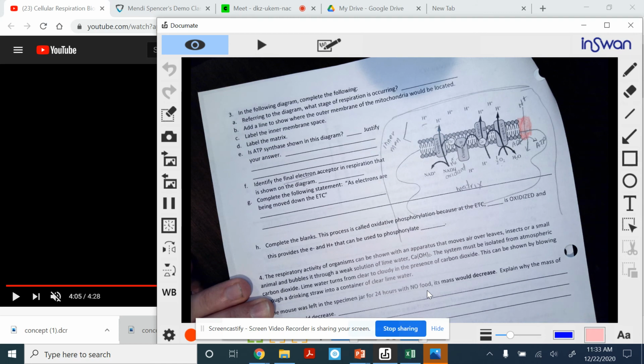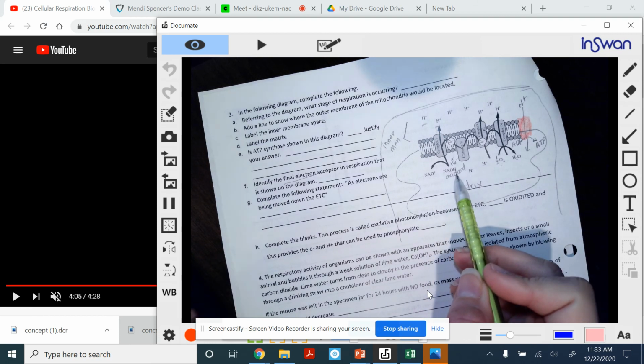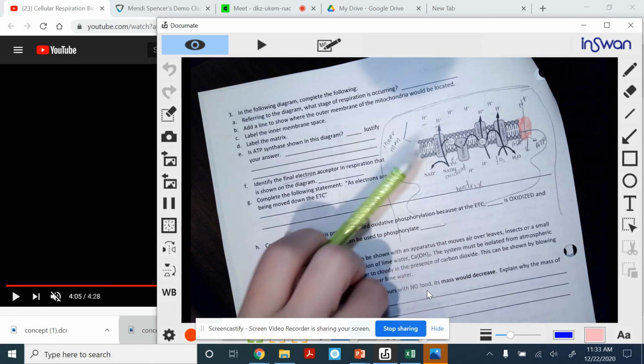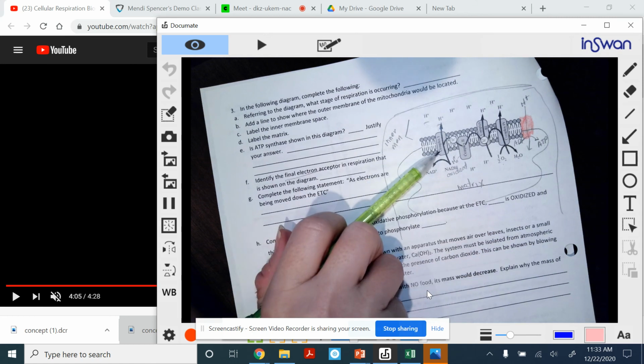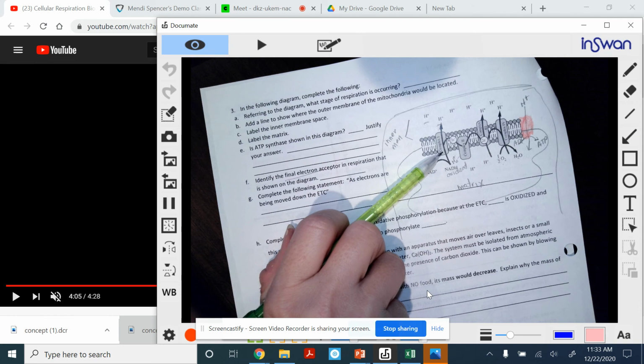Let's see if you can figure this out. If NADH and FADH2 are getting oxidized, what's getting reduced? What's getting the protons and the electrons? It's kind of a trick question. Would it make sense that the protein's getting reduced? Remember, reduction is gaining, so it gains a proton and electron.